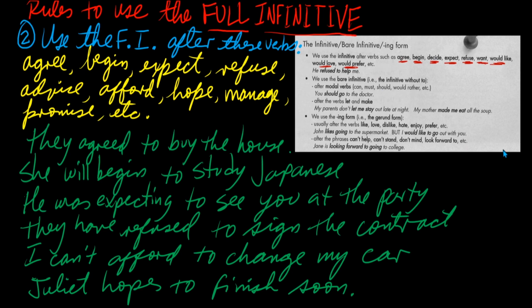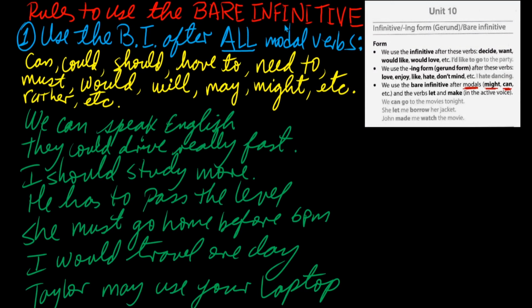Good. Now let's move on to the second group, which is the bare infinitive. Remember, bare infinitive, it's eliminating the to. It's used after all modal verbs, no exception. Can, could, should, have to, need to, must, would, will, may, might, and others, etc. So for instance, we can speak English, but if it's in past, they could drive really fast. I should study more. He has to. Remember, for he it is has to, not have to. He has to pass the level, and so on.